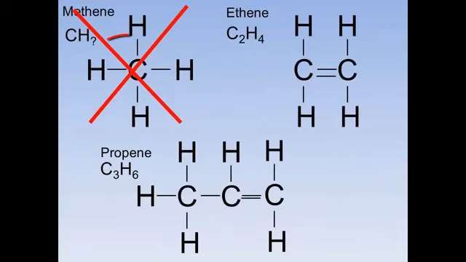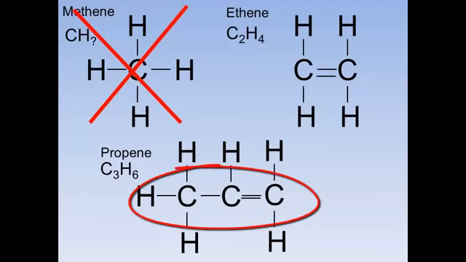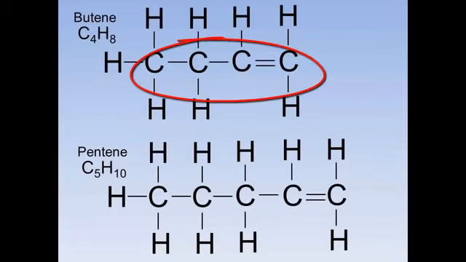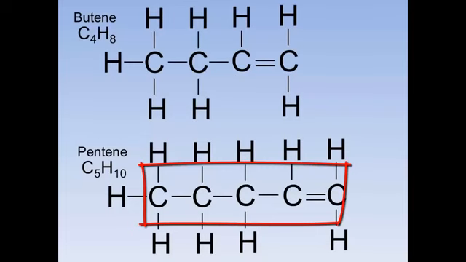Let's have a closer look at the homologous series of alkenes. Well, first of all, there is no methene. You have to have at least 1 carbon-carbon double bond. Therefore, you must start with 2 carbons. So we've got C2H4, which is ethene. Add another CH2, and we've now got propene. Let's continue, and we can see that we've got butene and pentene with 5 carbon atoms.